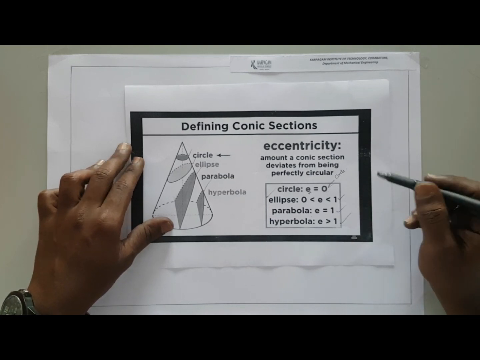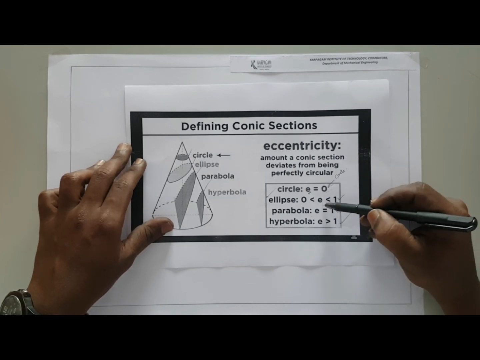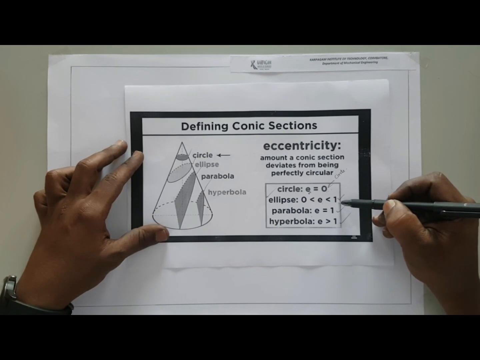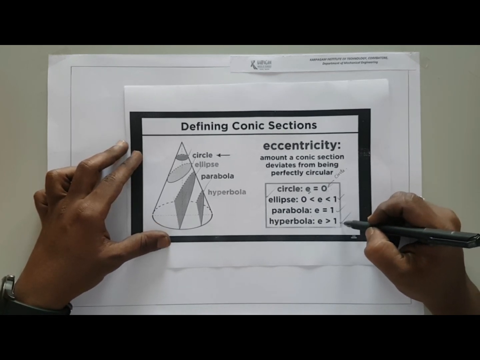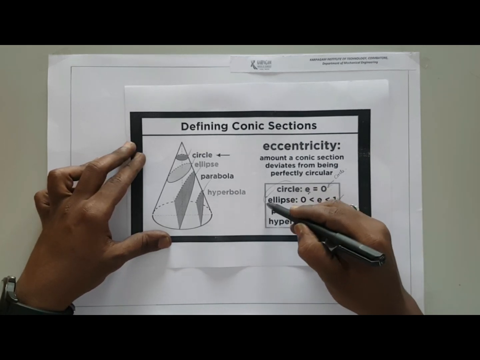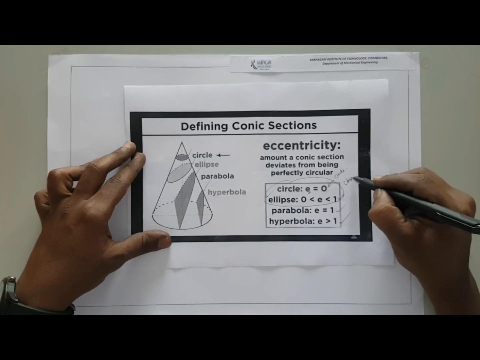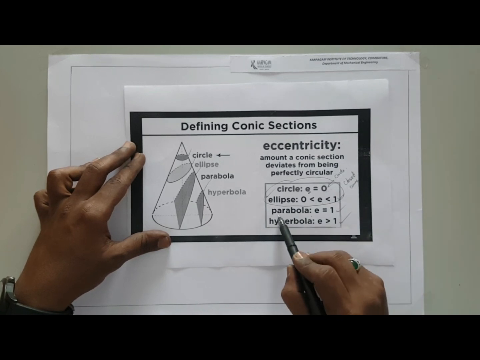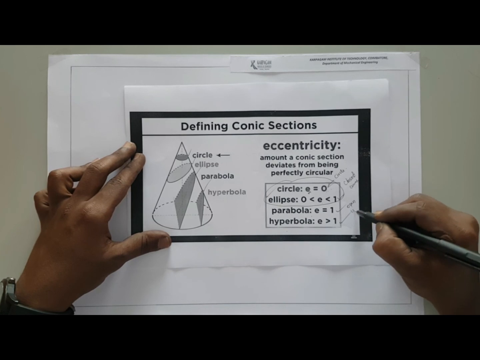It's very important. If e is equal to 0, it is a circle. If e is less than 1, then it is an ellipse. If e is equal to 1, it is a parabola. If e is greater than 1, then it is a hyperbola. Among these four, circle and ellipse are closed curves. Then the remaining, parabola and hyperbola, are open curves.